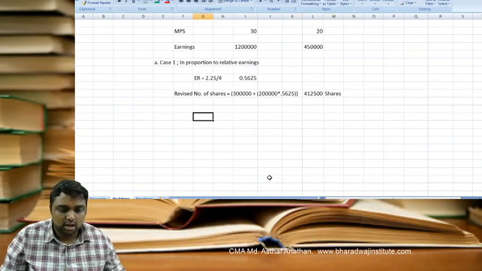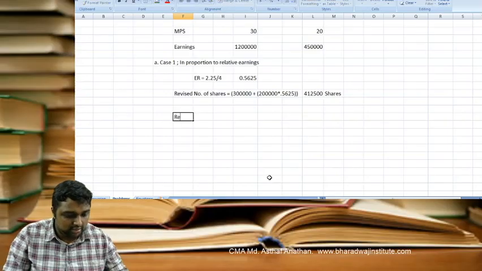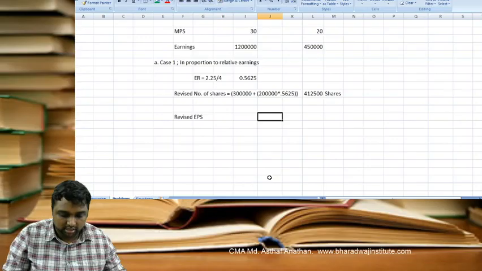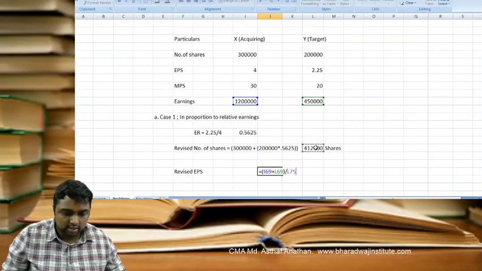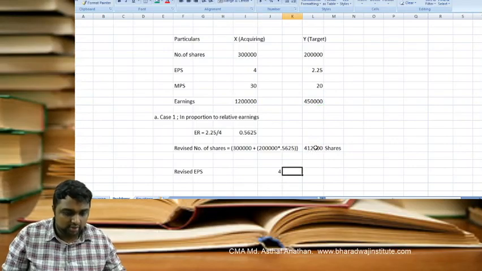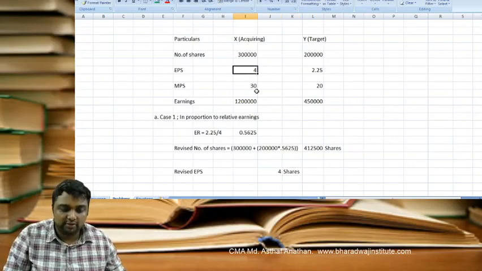4,12,500 shares. So the revised number of shares you got is none other than 4,12,500 shares. So what is the revised EPS? Your earnings is what? 12 lakh plus 4 lakh 50 divided by the number of shares. Your revised earnings, we know, will not change. It will be the same before and after. It will remain the same.